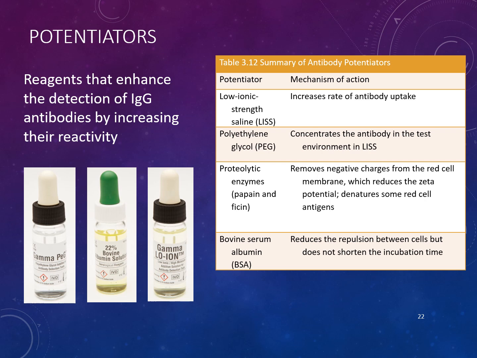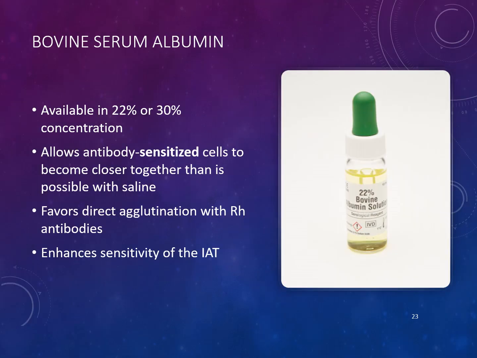You also have proteolytic enzymes that can be used to alter the charges of the red blood cell membrane, which will help reduce that zeta potential. With some of the particular red cell antigens that are present, it can actually denature them. And then one of the additional ones that can be used is bovine serum albumin. What this does is it reduces the repulsion that happens between cells, and so it helps to reduce the incubation time that we typically use for the particular test method. Bovine serum albumin can come in different concentrations, so that will depend on your lab's preference as far as what they will use.